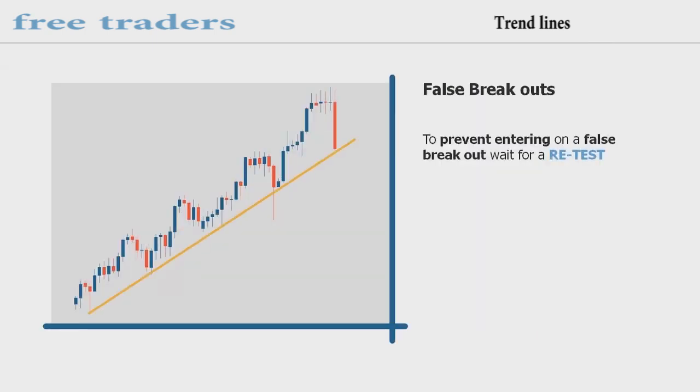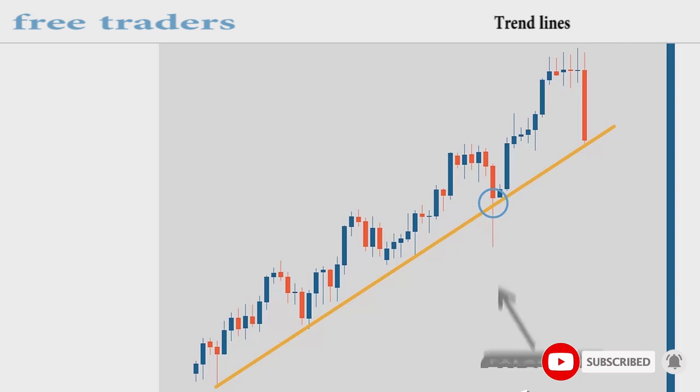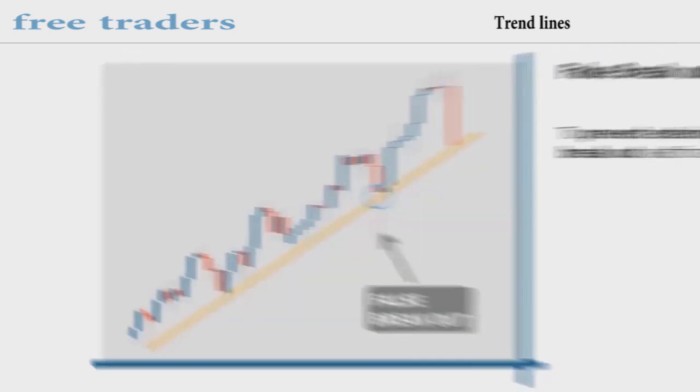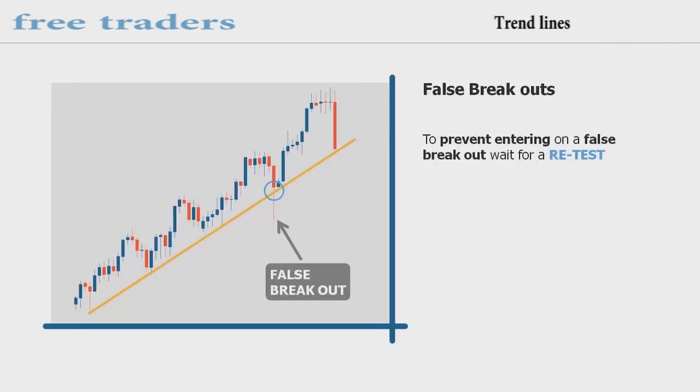Bear in mind that when you are looking to trade using a break of the trend line, sometimes the breakout can be false. The price just temporarily crosses the trend line, but then resumes in the direction of the previous trend. To prevent you from entering on a false breakout, wait until price closes below the trend line and comes back to retest the trend line from the other side.